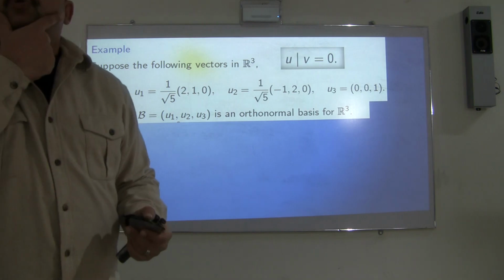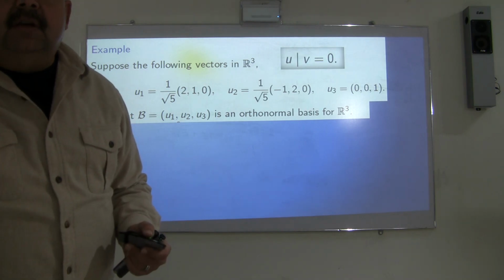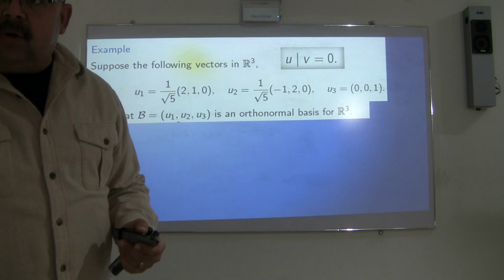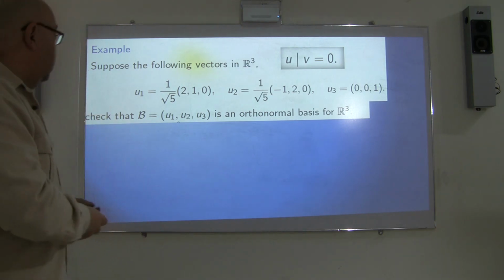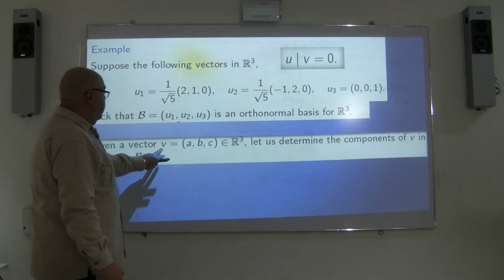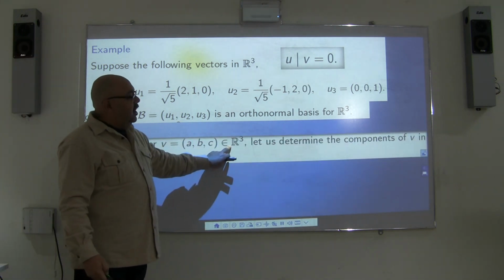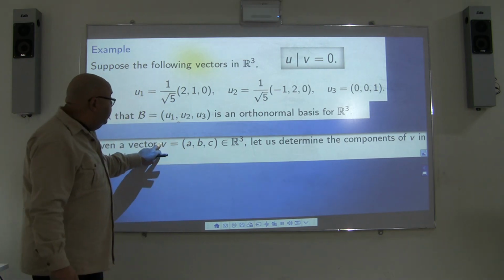What's the shape of any vector in R3? A, B, C. A component in X, a component in Y, a component in Z. They will be able to generate it. Here we go. That's the general component for V: A, B, C belongs to R3. Let us determine the component of V.